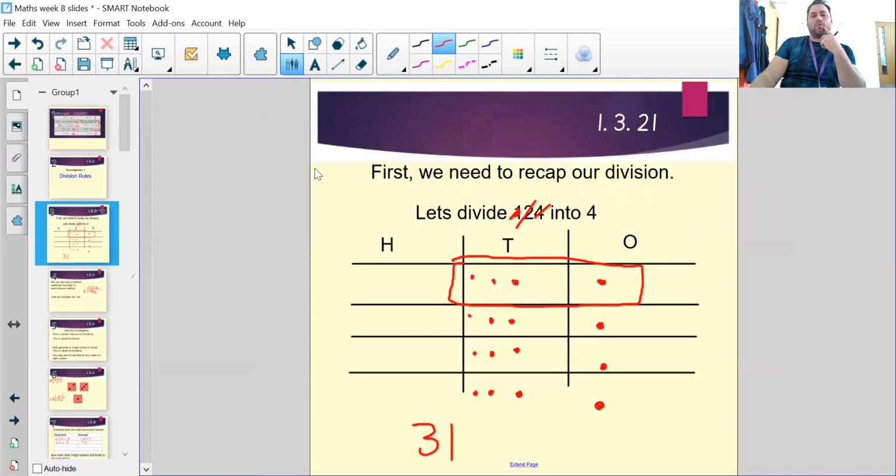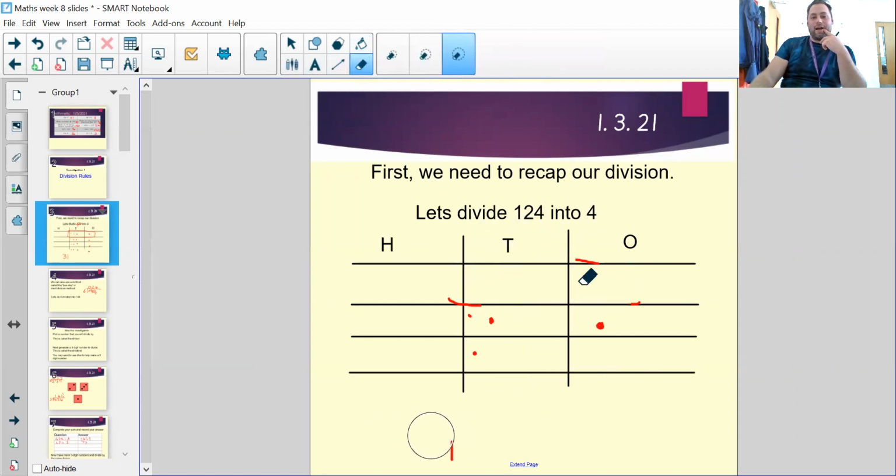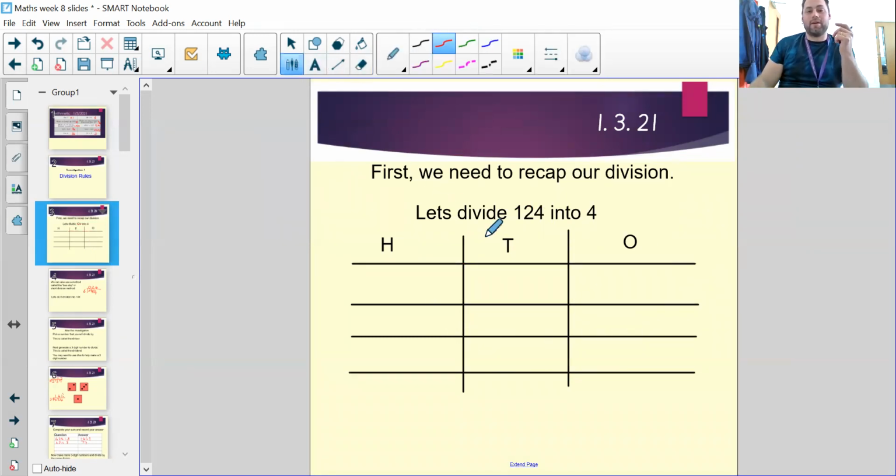Now, here we've got a way of working out division, and this is the way that I taught you earlier on in the month. So we divided 124 into 4. Now we've got our 4 groups, but we cannot divide 100 into the 100 group because there's 4 of them, we've only got 1. So we need to exchange this 100 into 10 tens.